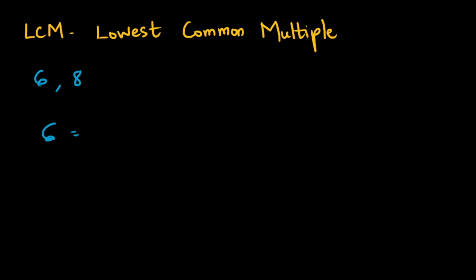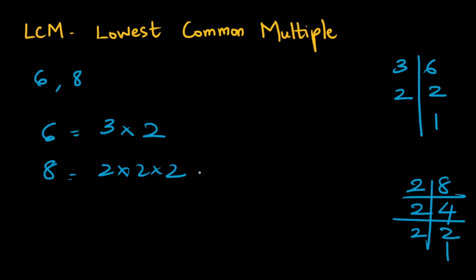For that, I'll write 6 over here. Then I'll find the prime factorization of 6. We'll have 2 into 3 as the prime factorization of 6. For 8, 2 into 2 into 2. We'll write it in terms of power. 8 will be written as 2 raised to the power 3. Here it is basically 3 raised to the power 1 and 2 raised to the power 1, which means 2 into 3, right? Nothing else.